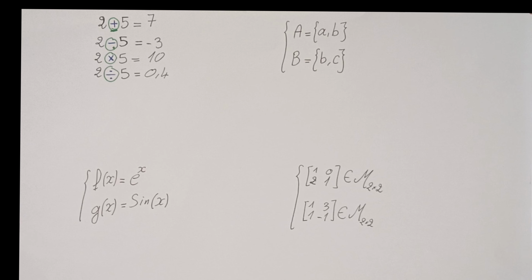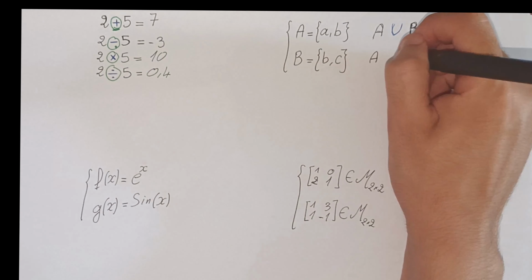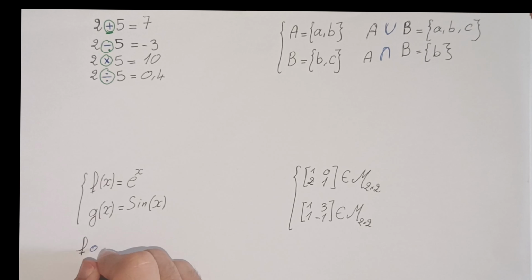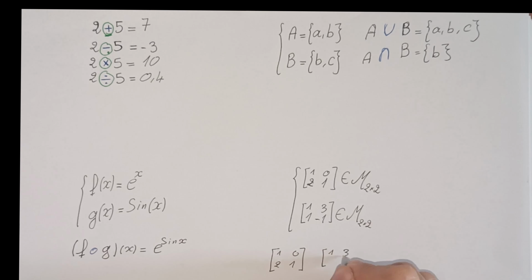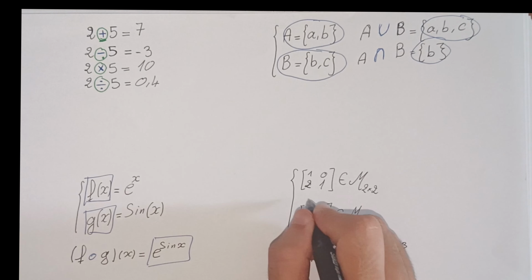Operations aren't exclusive for numbers. It's a more abstract notion. For example, we have union and intersection, which are operations that work with sets. Composition is also another example of an operation. It takes two functions and returns a third one. Matrix multiplication is an operation that takes two matrices and returns a third one. In all these examples, we see that an operation is a function, an operator, an application, something that takes two things and returns a third one of the same class.